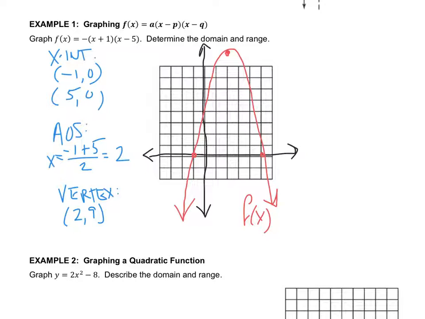Now, describe the domain and the range. We've been doing this for quite some time this year now. The domain, still all real numbers. We don't have anything that's restricting what we can plug in. And our range this time, we have that highest point. Remember, the vertex, when it's opening downward, is the maximum. So that means we're going to have y values that are less than or equal to 9.